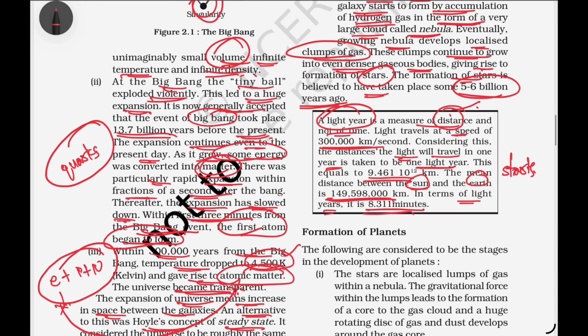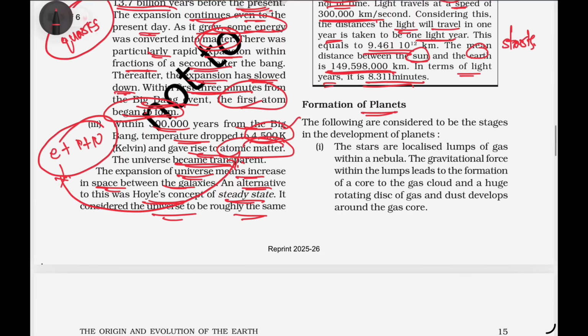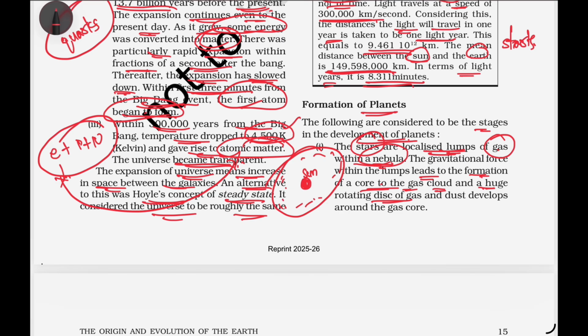Now we will read about the formation of planets. The following are considered to be the stages in the development of planets. The stars are localized clumps of gas within a nebula. So this is the star which has been formed. We can say this is just a sun, and within the nebula these are localized clumps of gas. The gravitational force within the lumps leads to the formation of a core of the gas cloud and a huge rotating disk of gas, and dust develops around this gas core.